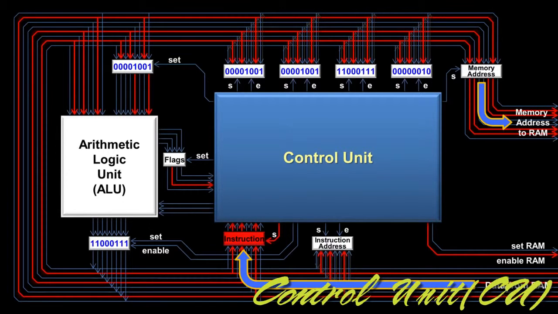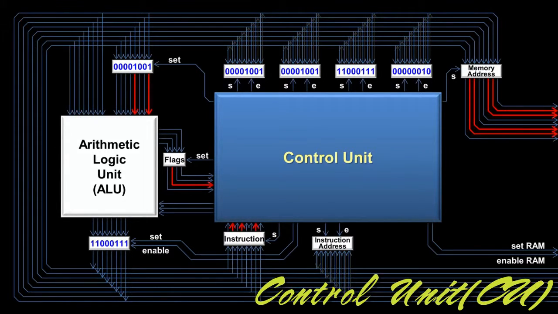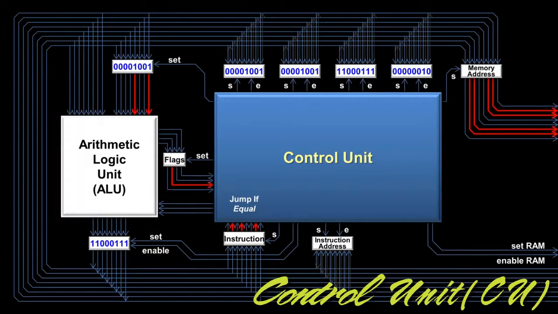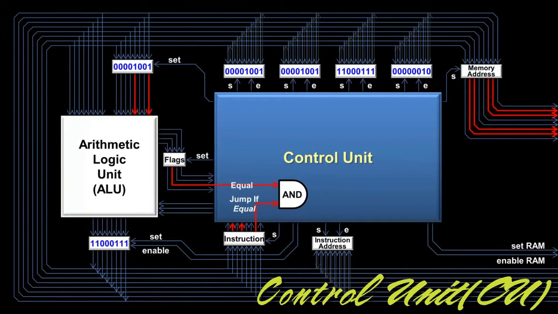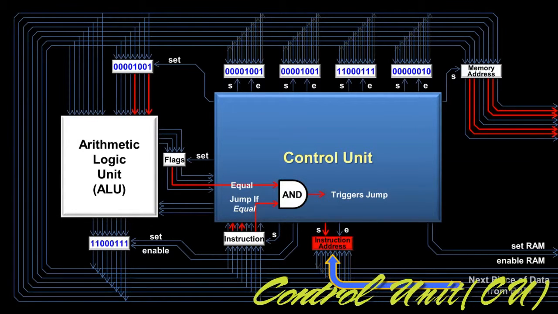That instruction is then saved in the instruction register, and the control unit begins processing it. In this case, it's a jump if equal instruction, which checks to see if the equal flag is on. It does that by running one of its wires and the equal flag wire into an AND gate. If both inputs to the AND gate are on, then the output wire turns on as well. This output wire will then trigger the jump. That jump eventually retrieves the next piece of data from RAM, which happens to be an address, and moves it into the instruction address register.